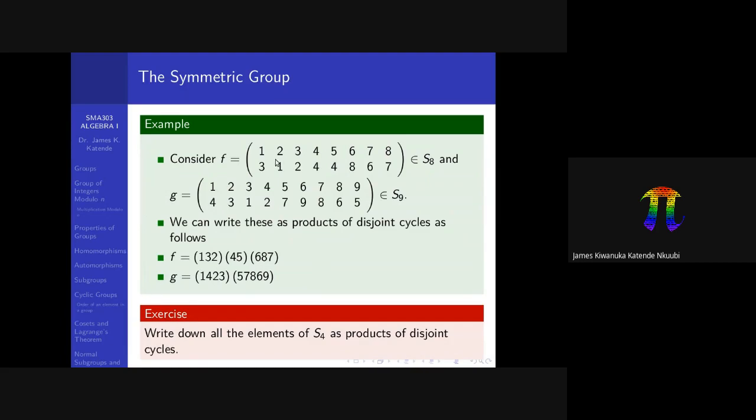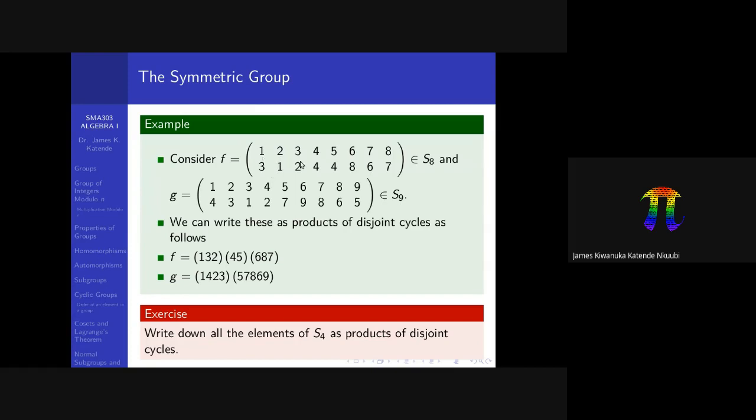So if you pick this permutation in S8, we can write it as a product of, there are 2 permutations here, F and G. We pick F from S8 and we pick G from S9. So we have written them in the 2-line notation. So we can write them as a product of disjoint cycles as follows.